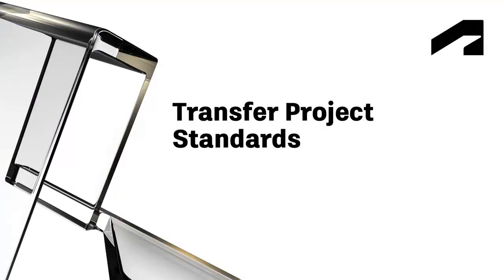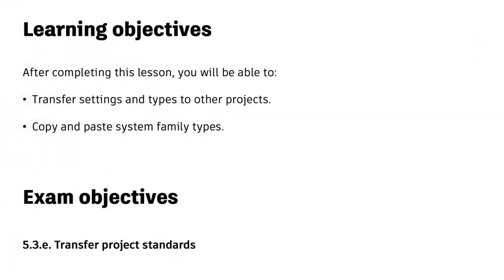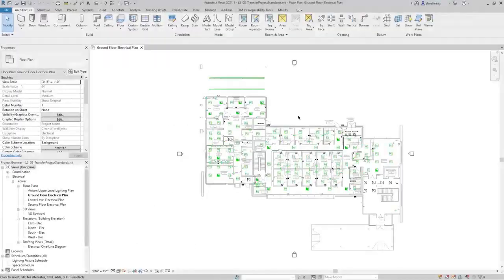In this video, we will cover transferring settings and types to other projects and copying and pasting system family types. When you start a new project in Revit, you base that project on a project template. Ideally, that template will have everything you need for the project. But oftentimes, you will need to transfer settings and system family types from other projects, or even other project templates.